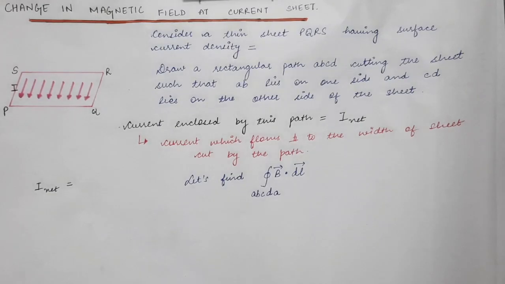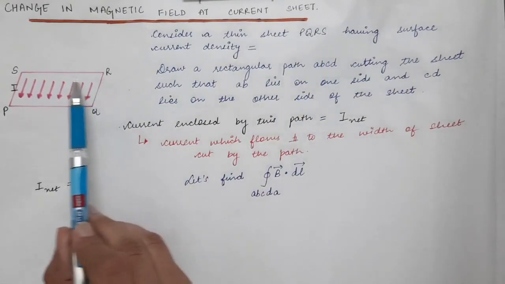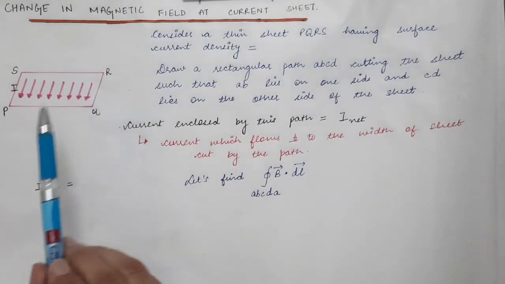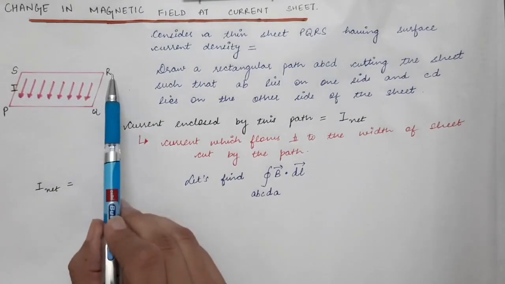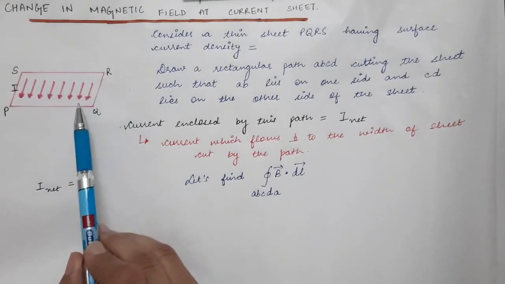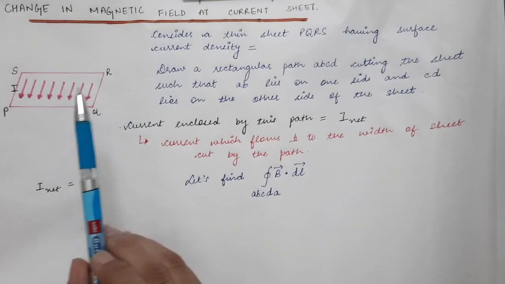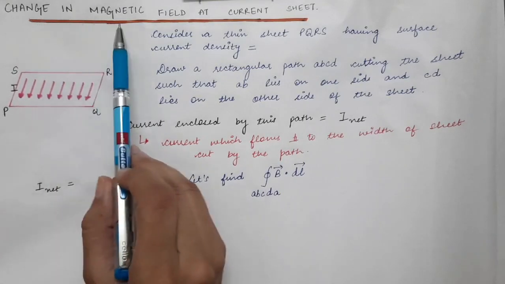In this lecture, we are going to find out the expression of change in magnetic field at a current sheet. So here we will have a thin sheet which carries current. So let's say we have PQRS, this thin sheet which has current flowing through it. So let's say I is the amount of current flowing. So we want to find out the change in magnetic field.